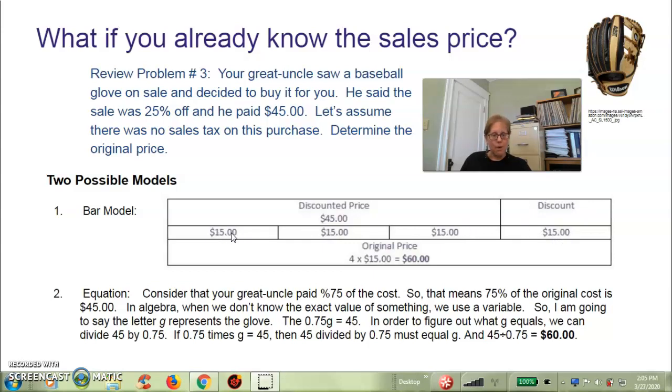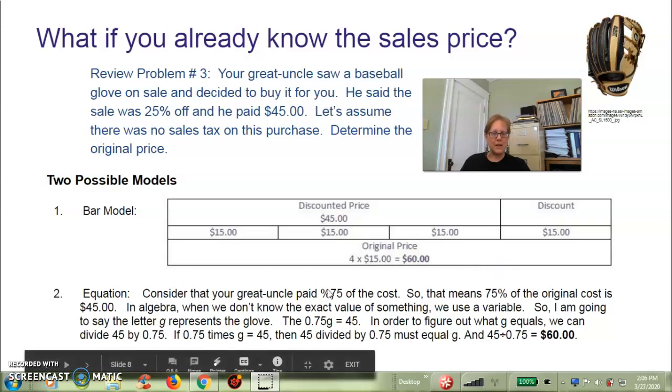So then here's what I know. The discounted price must have been 75%, so that's another way to think about it. That's 3 of these 25%. So this is the part that was paid. The discount must have been 15. So I just added the 45 and the 15 together to get to the 60. That's what I would call a real concrete model. That's a great way to solve it.